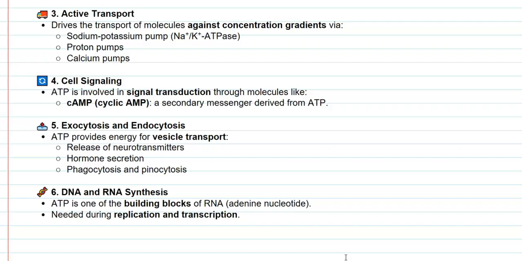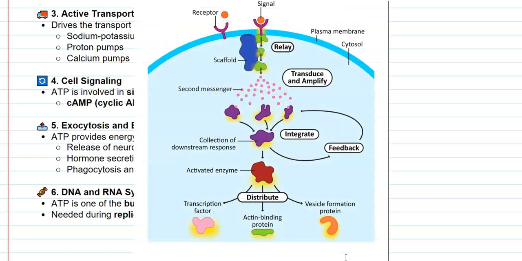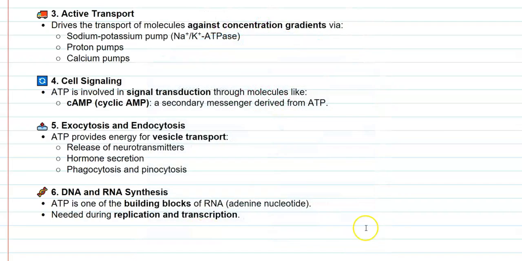Next, ATP is required for cell signaling. Mainly it is involved in the signal transduction process that commonly takes place between the cells in eukaryotic organisms. It serves as a second messenger, that is cyclic AMP, cyclic adenosine monophosphate, which is derived from ATP and serves as a second messenger in the signal transduction process of the cells.